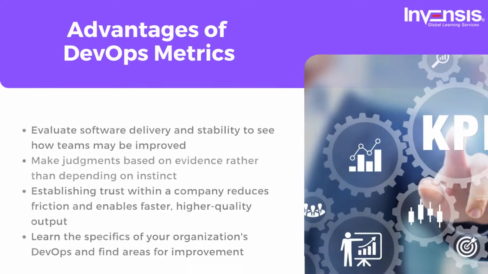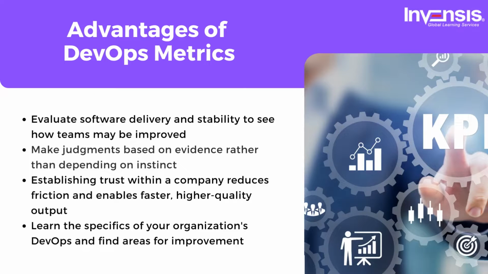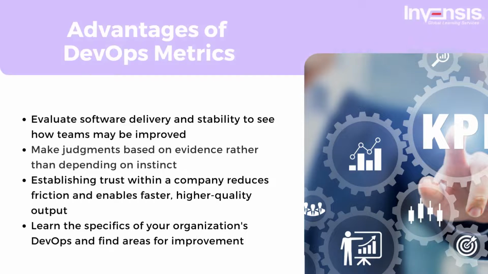DORA measurements may also help businesses in ways like evaluating software delivery and stability to see how teams may be improved. Next, make judgments based on evidence rather than depending on instinct. Then, establishing trust within a company reduces friction and enables faster, higher quality output. Next, learn the specifics of your organization's DevOps and find areas for improvement.